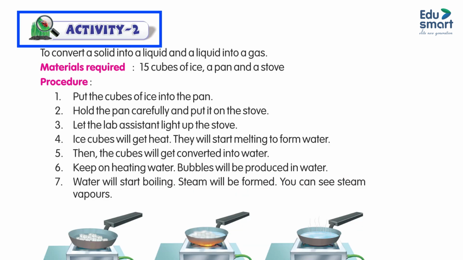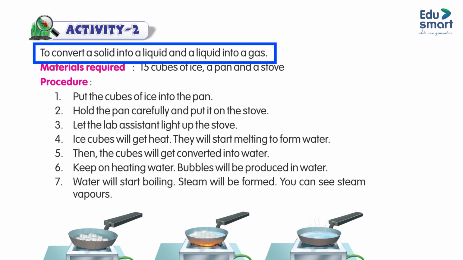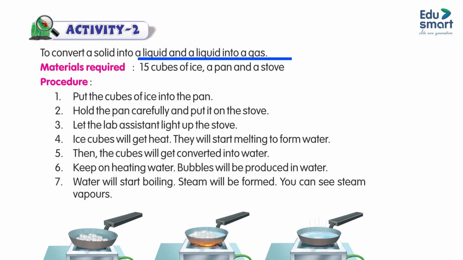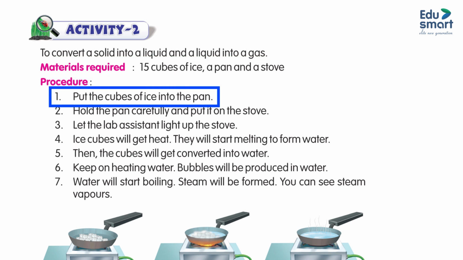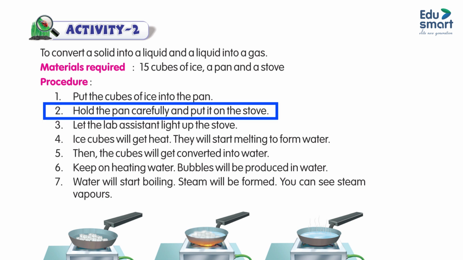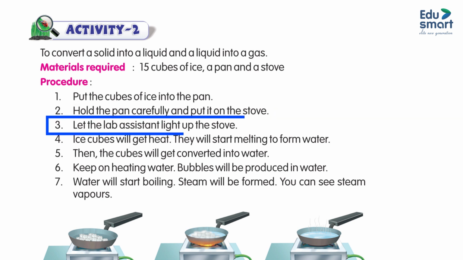Activity 2. To convert a solid into a liquid and a liquid into a gas. Materials required. 15 cubes of ice, a pan and a stove. Procedure. 1. Put the cubes of ice into the pan. 2. Hold the pan carefully and put it on the stove.